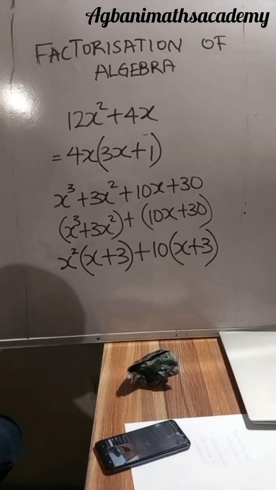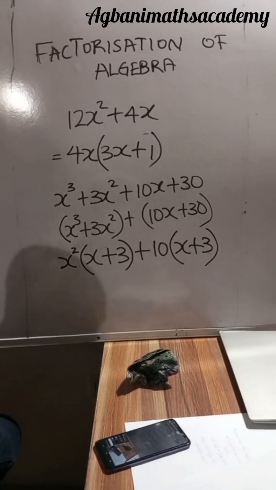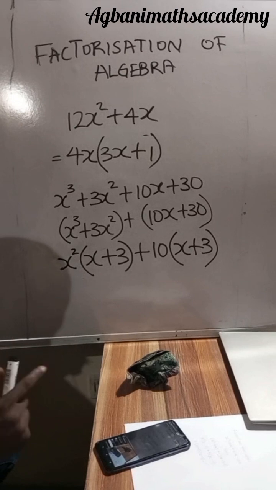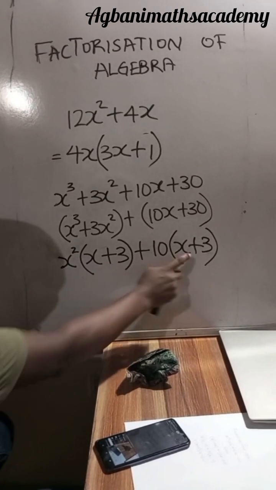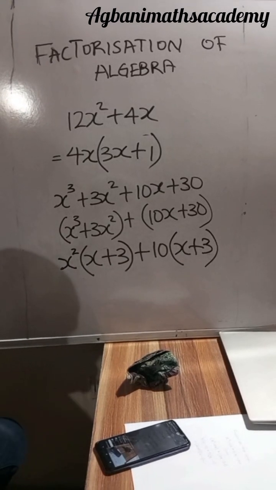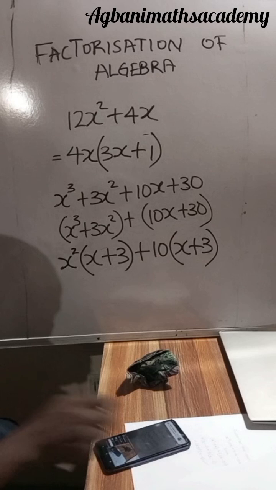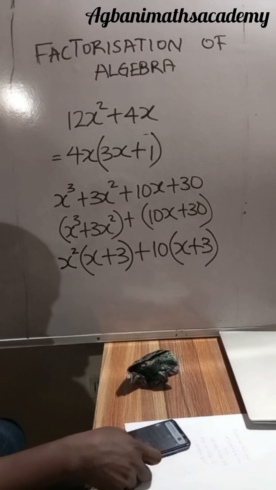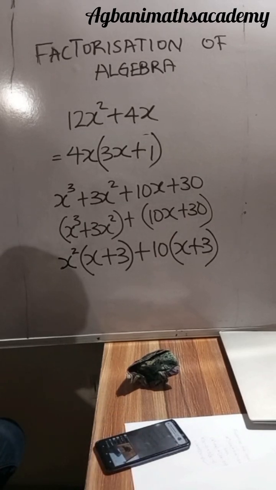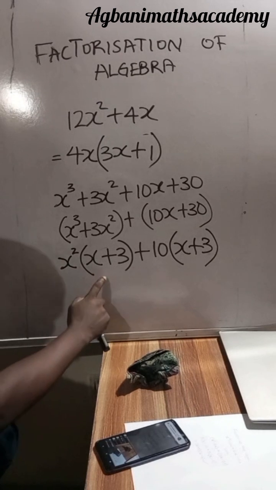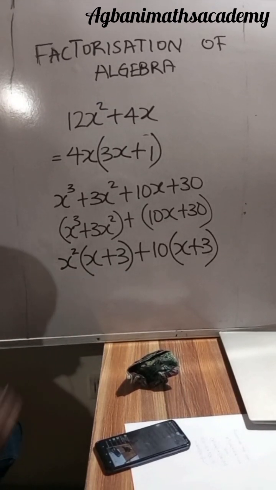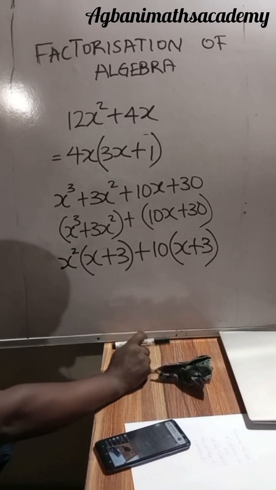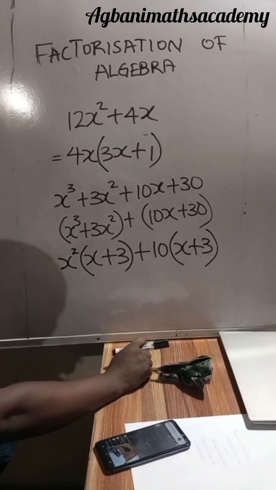Okay, one way to confirm that you are on the right track is that the values you have in the bracket must be the same. So if you observe that the values in the bracket are not the same, then you need to go through the process once again. But as you can see here, the values in the bracket are the same, so we're on the right track.